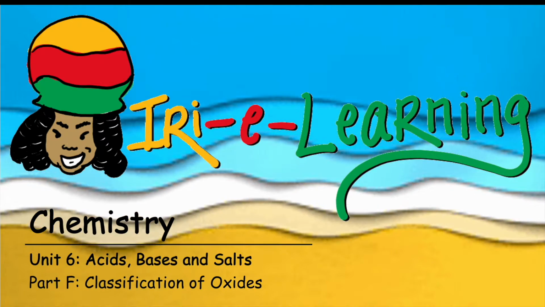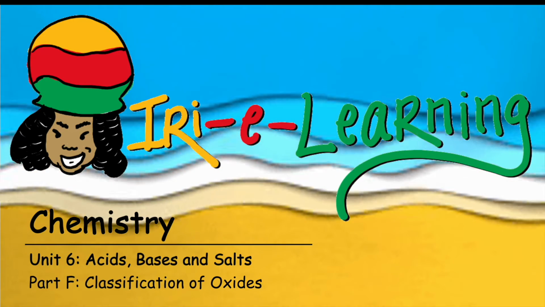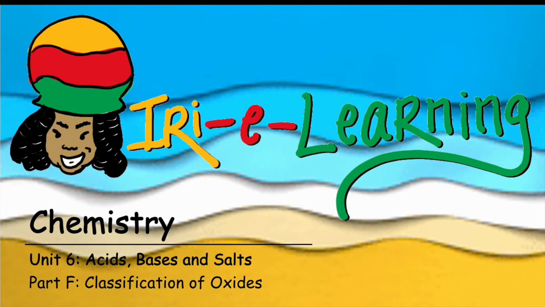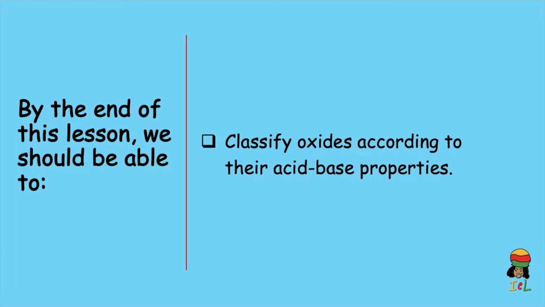In this acids, bases, and salts unit, we will examine classification of oxides. Check the description box for links to all the videos related to this unit. By the end of this lesson, we should be able to classify oxides according to their acid-base properties.